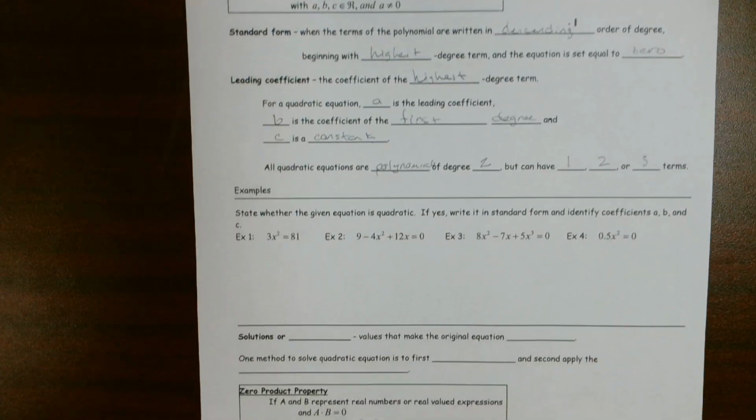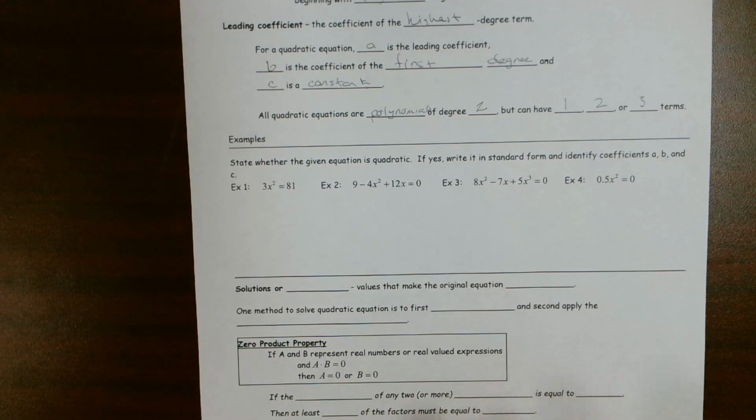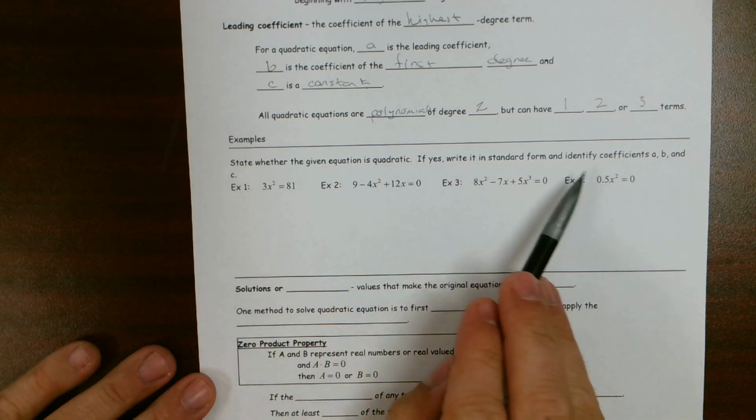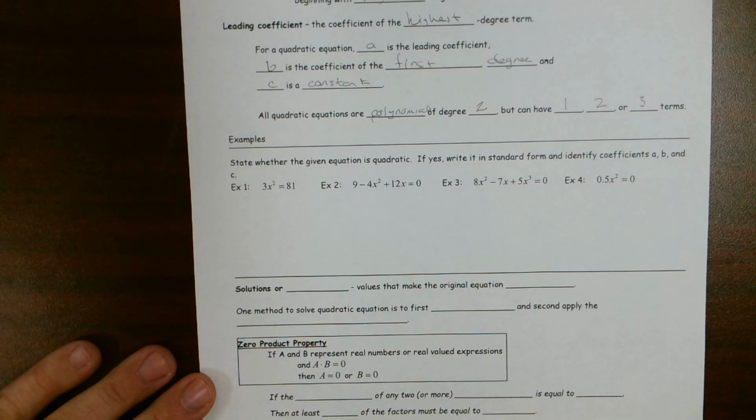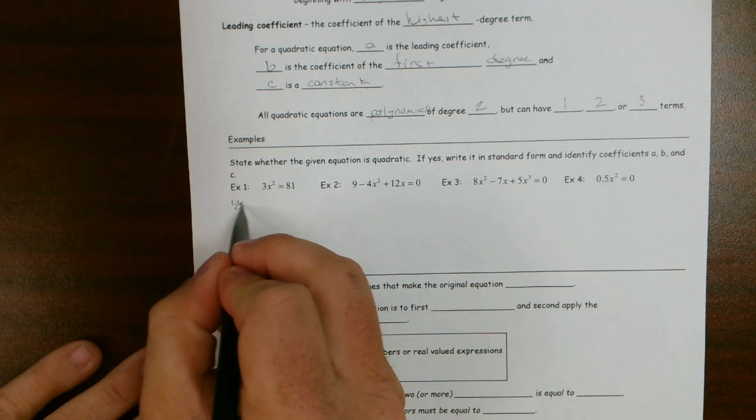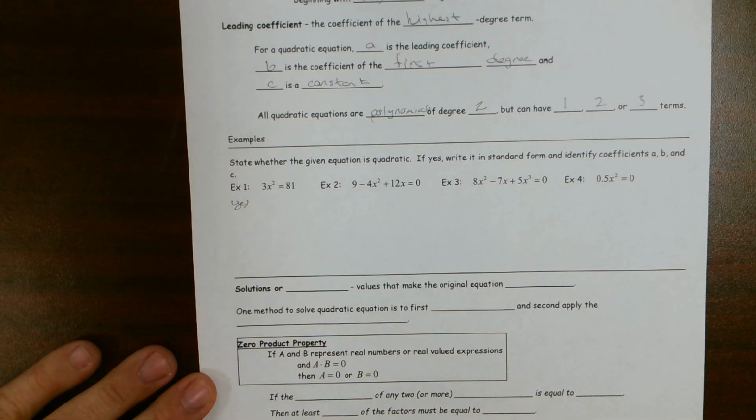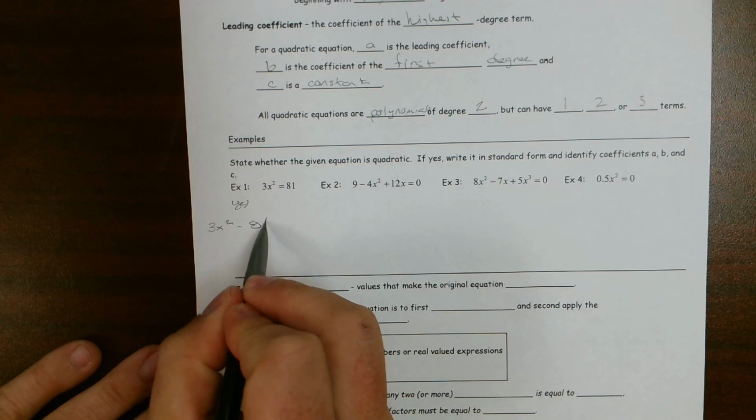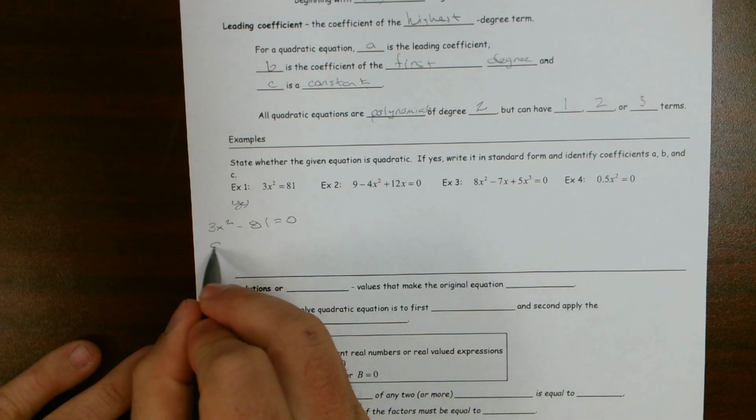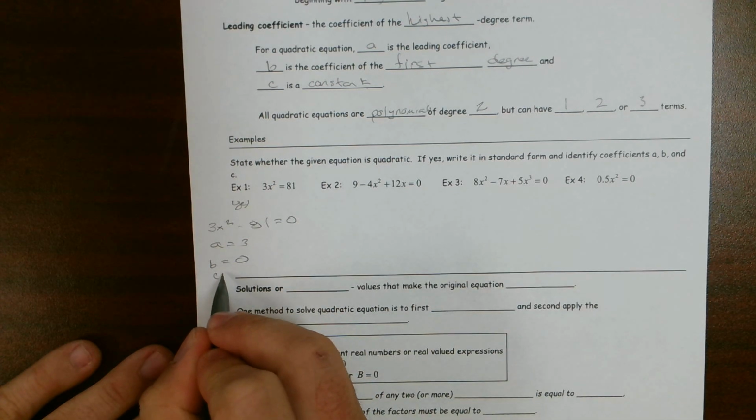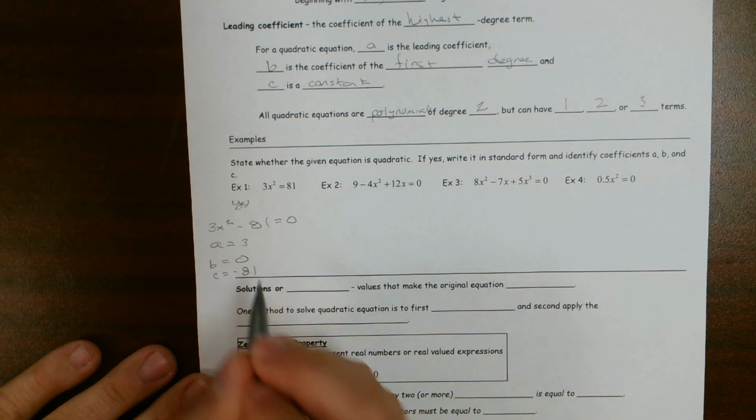So let's go down here and take a look at some examples really fast. We want to figure out whether or not the equation is a quadratic, and if it is, write it in standard form and identify what A, B, and C are. So is this a quadratic? Yes, it is. It's a polynomial of degree 2. We can write it as 3x squared minus 81 is equal to 0, with A being 3, B being 0, there's no B term, and C being negative 81.